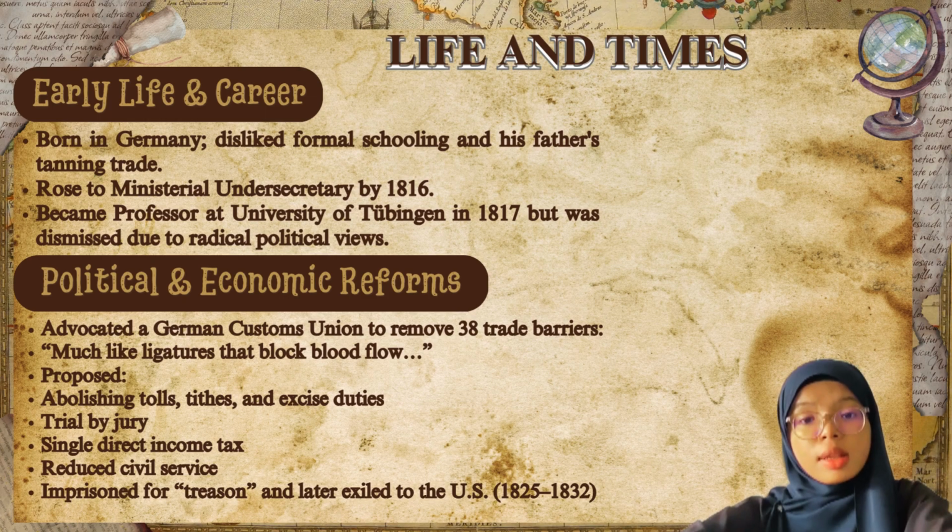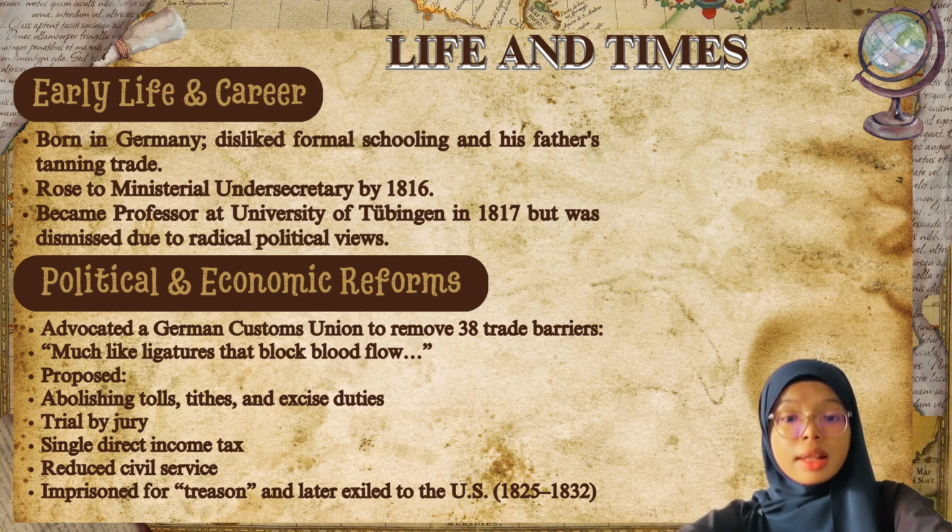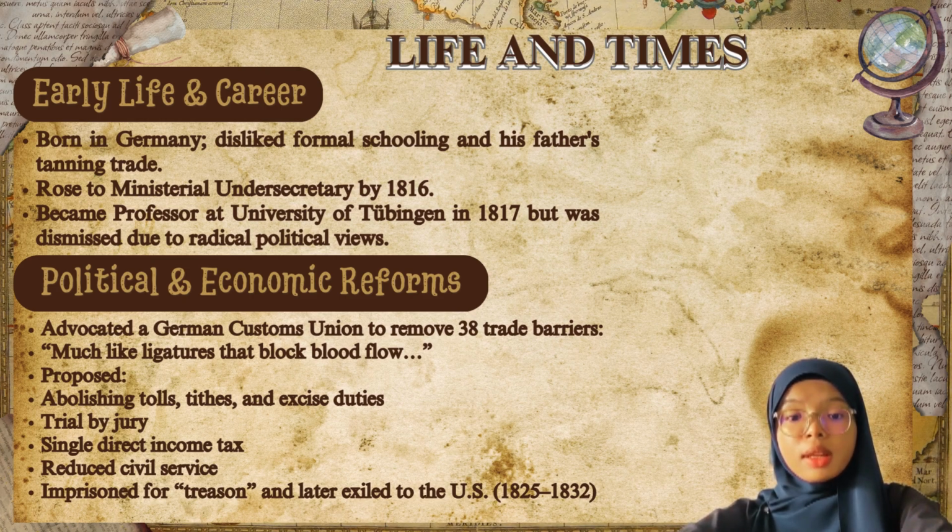But bold ideas come with consequences. For pushing too hard or too fast, he was imprisoned for treason and exiled to the United States from 1825 to 1832. Yet even in exile, List's mind was racing, absorbing American economic ideas and sharpening his vision for what Germany could become. This was the beginning of a thinker who would challenge the very foundations of classical economics.